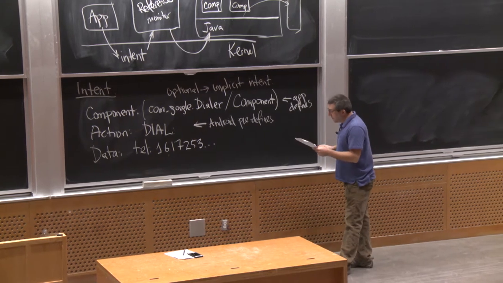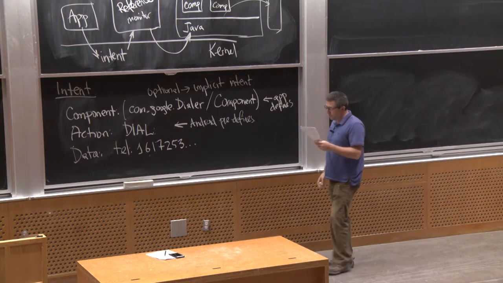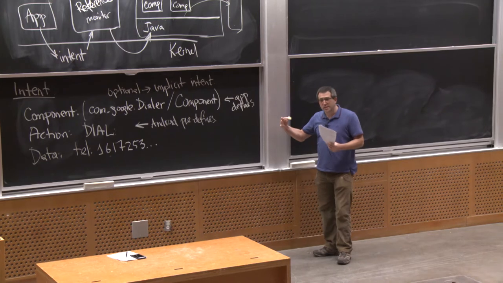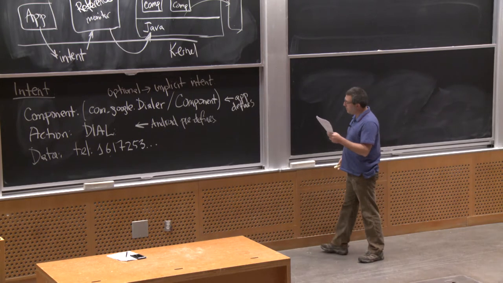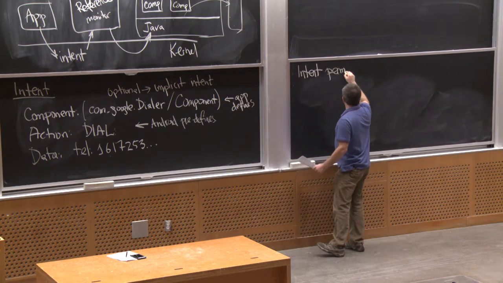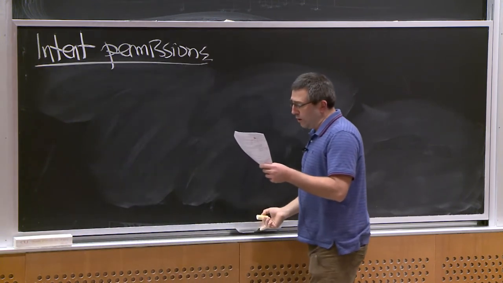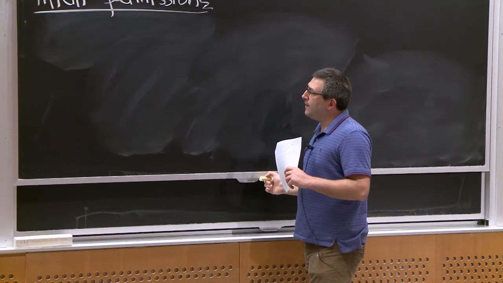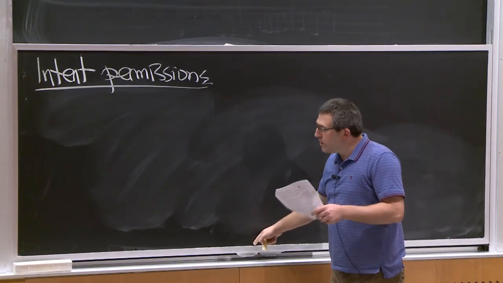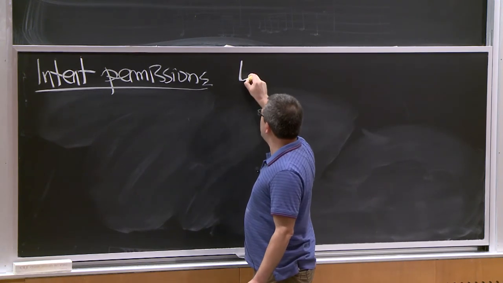All right. So that's what these intents are and what enables these guys to be reasonably flexible. So let's now talk about permissions and where the security decisions are being made in Android. Intent permissions. So in Android's world, I think this is maybe not as well described in the particular paper that you read. Permissions are controlled through the use of what Android calls a label.